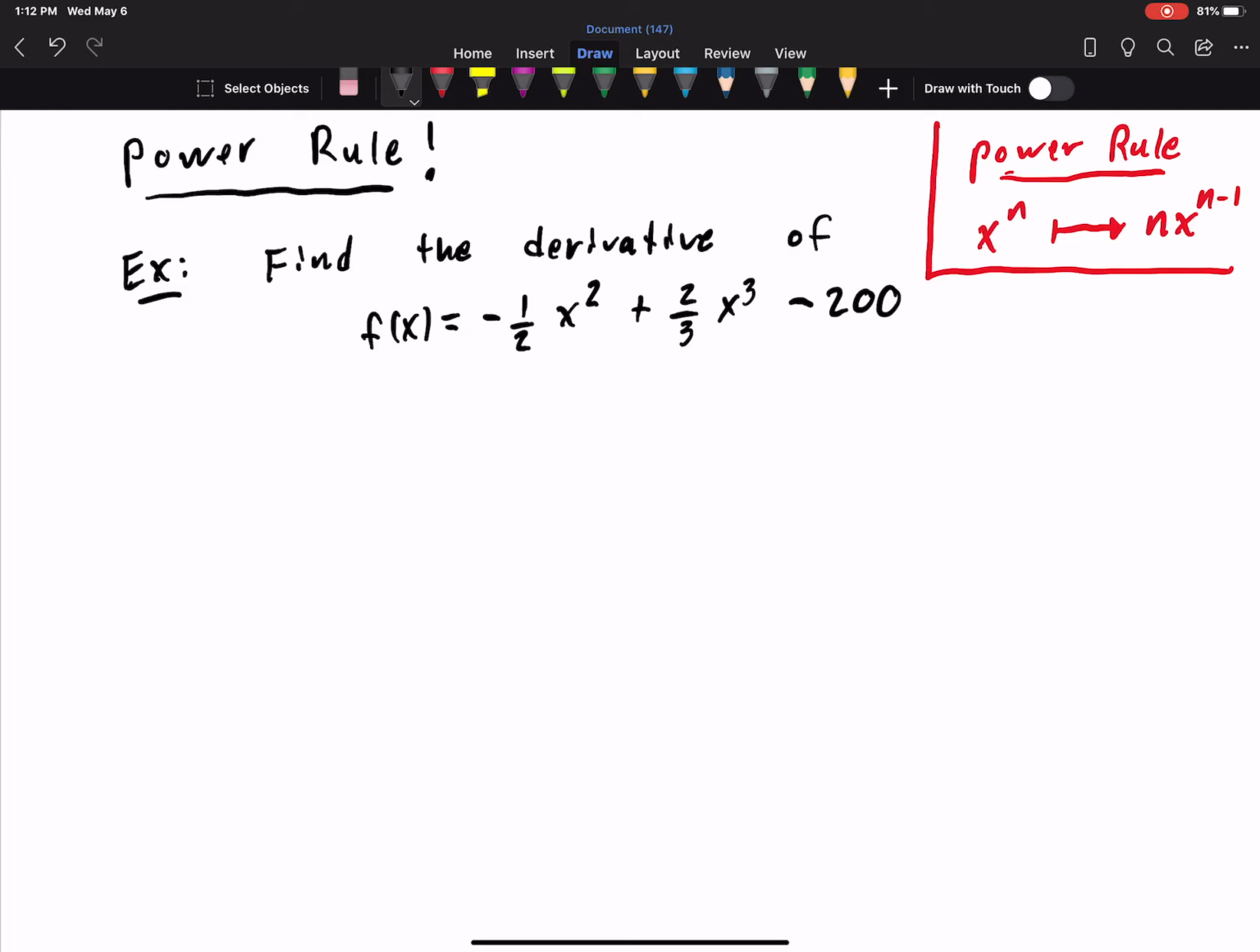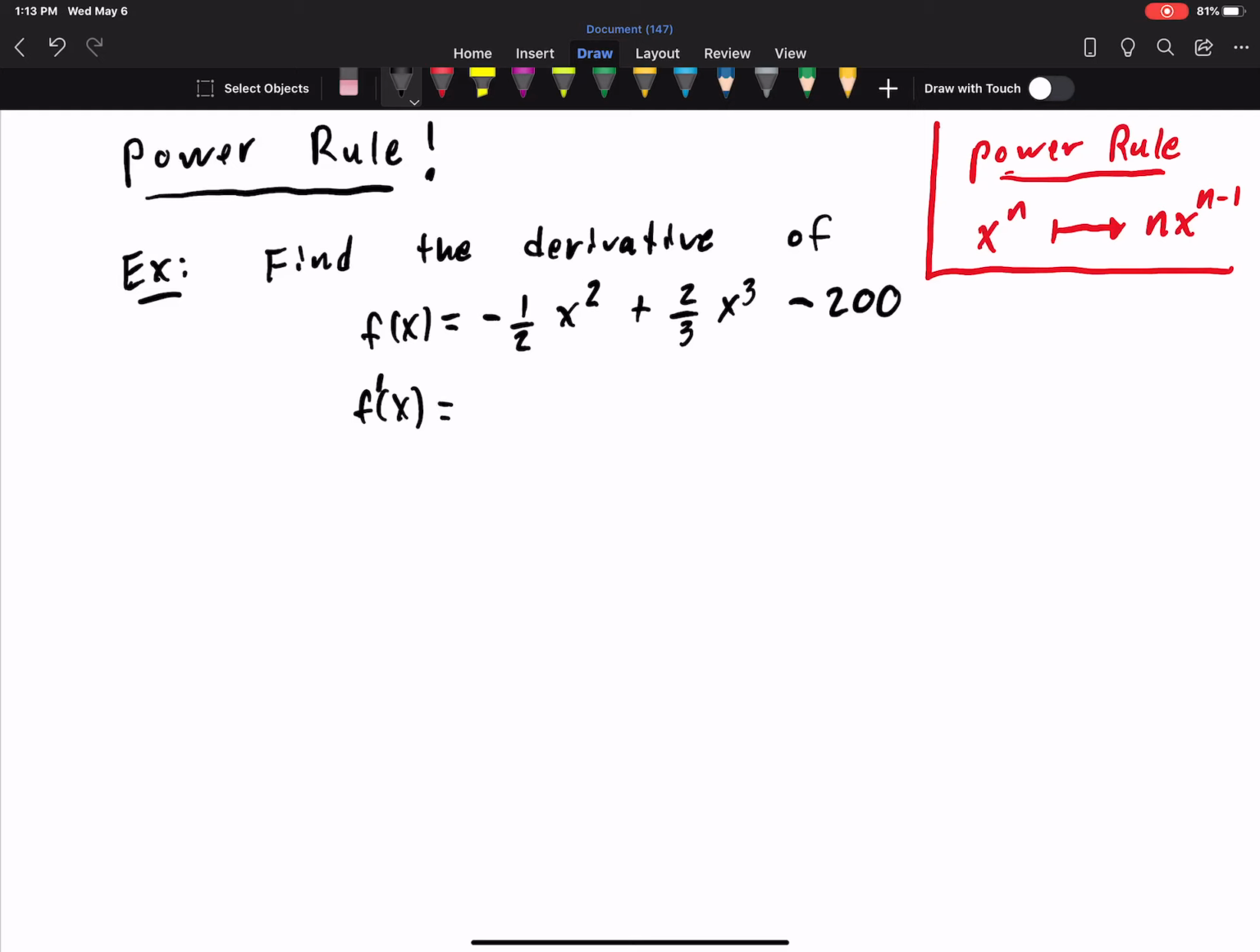All right, so in this example, basically the only confounding thing here is going to be these fractions out in front. But as I mentioned before in previous videos, the power rule works exactly the same way no matter what your coefficients of x are. So same thing with the exponents, almost. All right, a few exceptions to that. So let's use the power rule to find the derivative of this function.